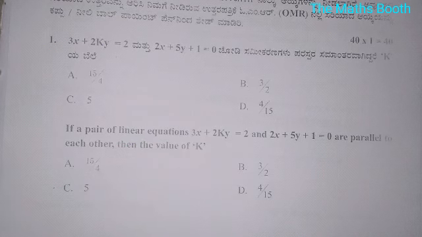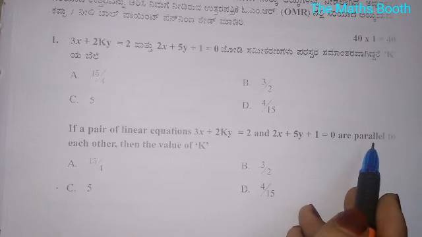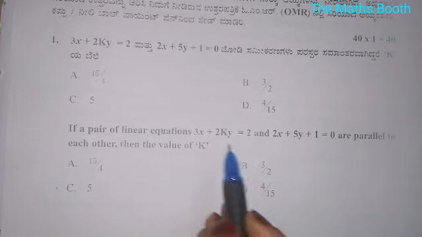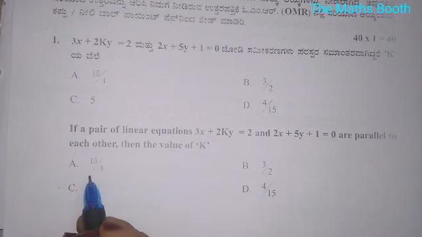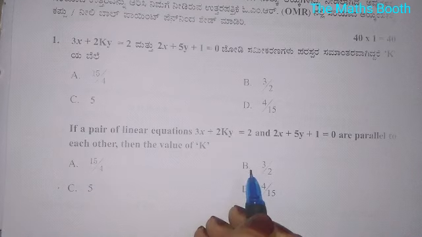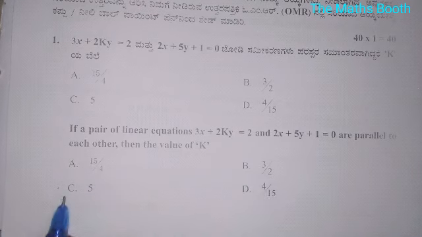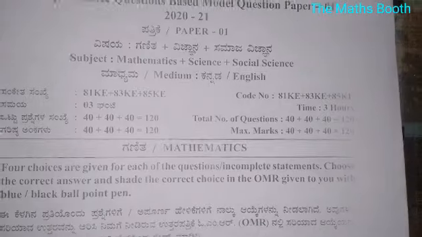Here the very important thing is the condition. What condition is given? They have given the word parallel. These two equations are parallel. Then the value of k is: first option 15 by 4, second 3 by 2, C 5 and D 4 by 15. Let us check now which is the correct answer in this.